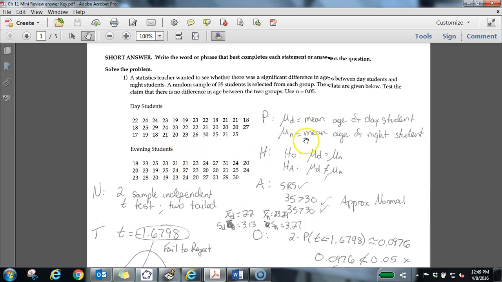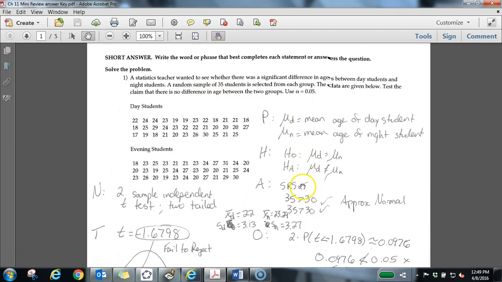So we have two parameters. Mu D is the mean age of the day student, and mu N is the mean age of a night student. Our hypothesis, H naught, is mu D is equal to mu N, and the alternate is mu D is not equal to mu N, because we're just trying to see if there's a difference.